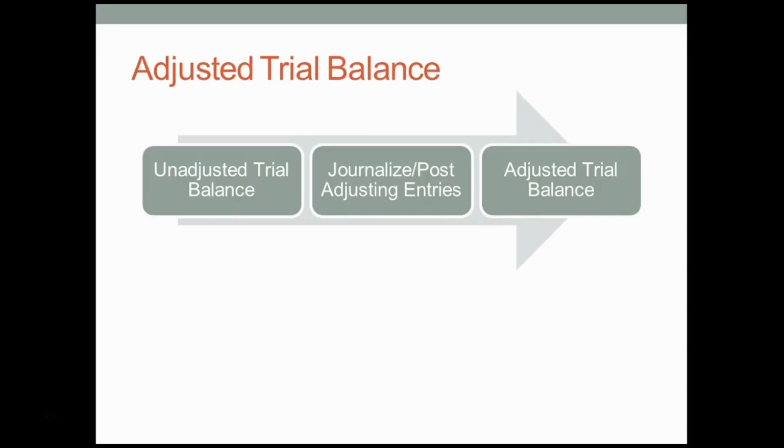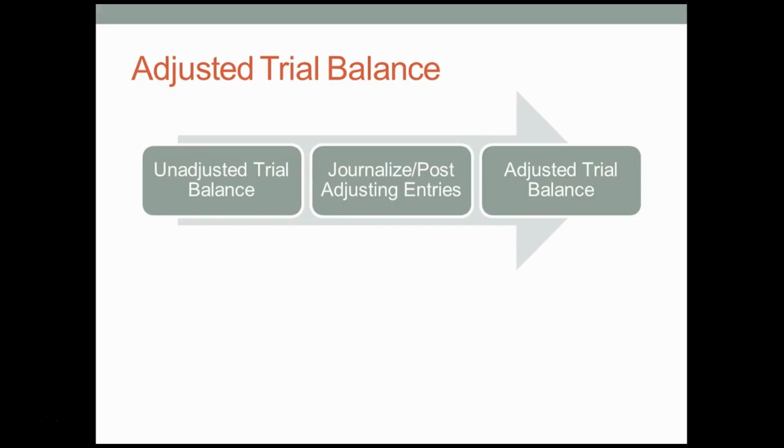So now let's discuss the adjusted trial balance. The order of operations for creating the adjusted trial balance is you first start with the unadjusted trial balance. This is before you've made any of the adjusting entries that we've been talking about in this chapter. So you have your unadjusted trial balance with all your account balances as we went over in chapter 2.